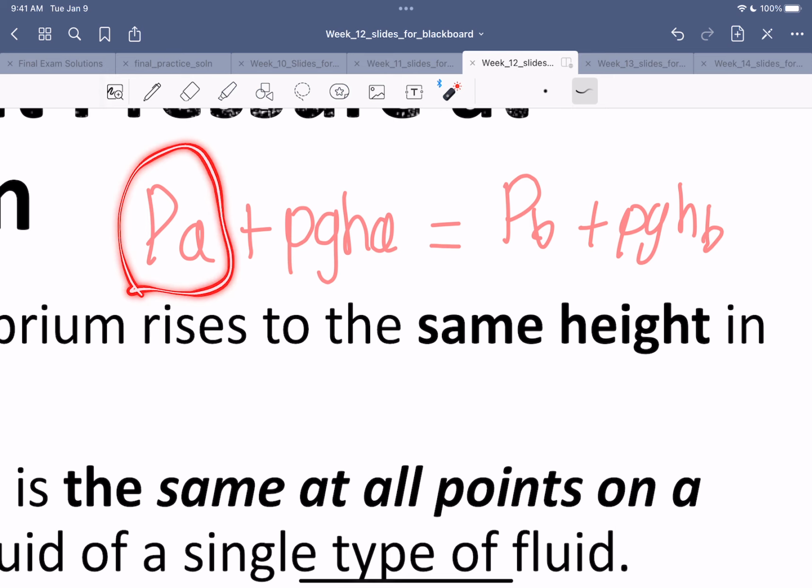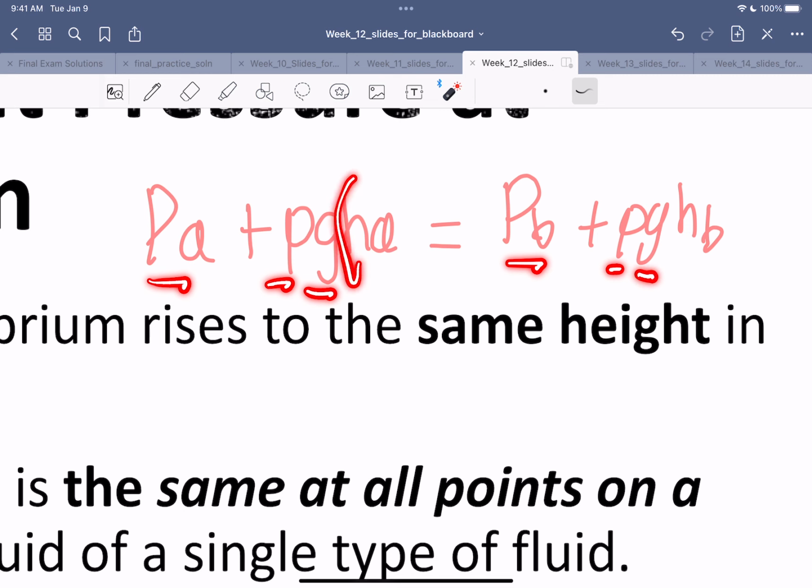And the pressure at the top of those two different columns there should be the same because they're both atmospheric pressure. Well, if this is the same, this is the same, this is the same, then shouldn't the heights be the same as well? That's the only logical explanation, right?